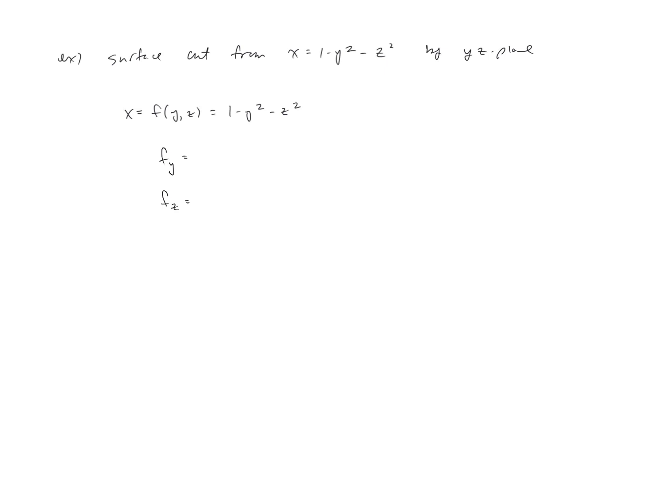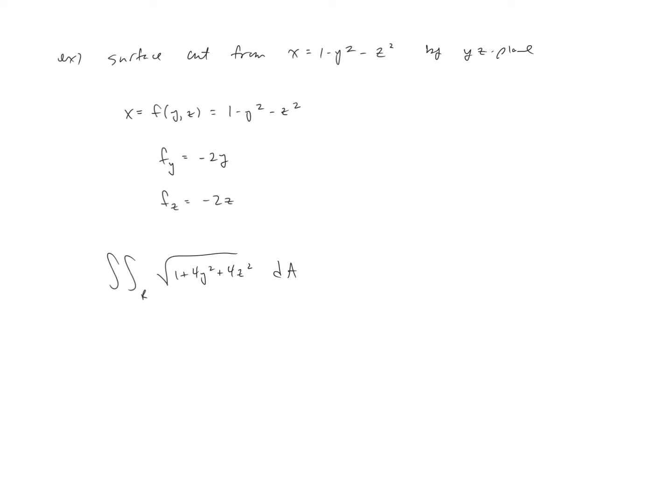So f sub y would be negative 2y, and then f sub z would be negative 2z. Now if I drop those two parts into my formula, I'm going to have my double integral over region R of the square root of 1 plus 4y squared plus 4z squared. So I squared those, added the 1 under the square root, and then our dA.